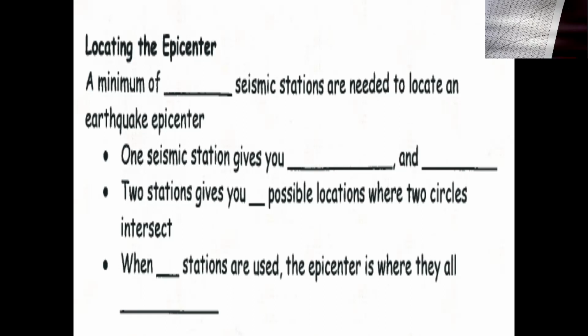All right. So where you start to notice where the earthquake is, is where the circles are starting to intersect. You guys know what intersect means, right? Okay, again, intersect means touch. When we have 3 seismic stations, the epicenter is where they all meet, intersect, touch, whatever. So that is how seismologists will really identify where an earthquake epicenter actually is.